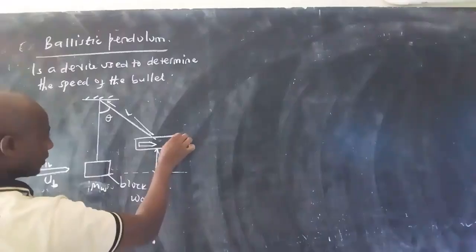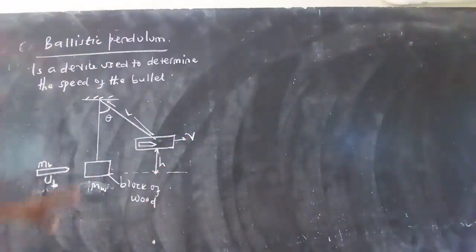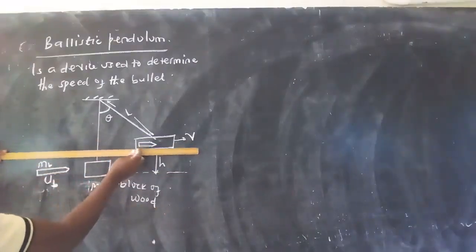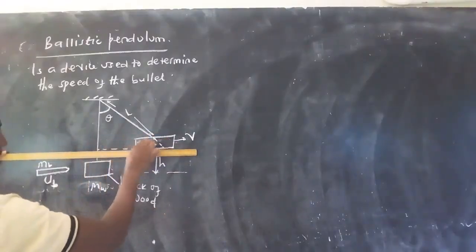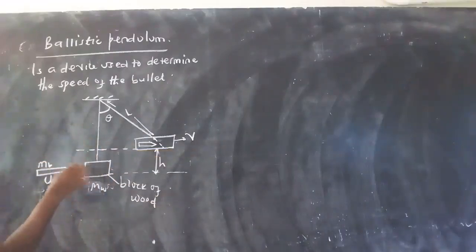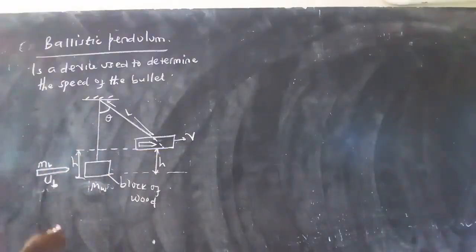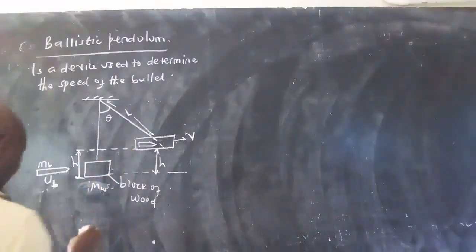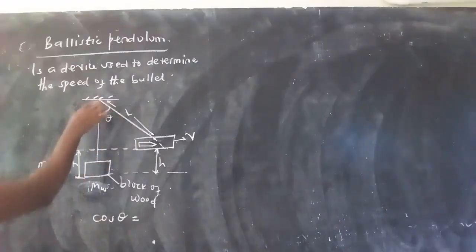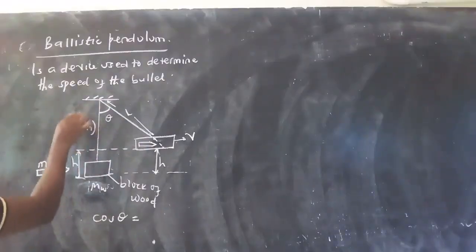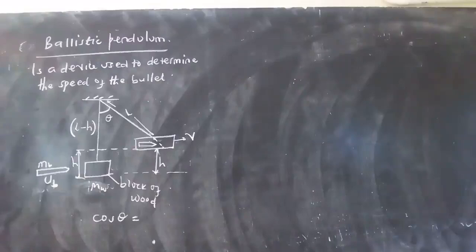Here, of course, they are moving with the common velocity, which is V. Initially the wood was at rest. So if this is theta, from here to here is H. Now, if I have cos of theta, adjacent, which is this one here, remember from here to here is L, so this is L minus H. Okay? L minus H.